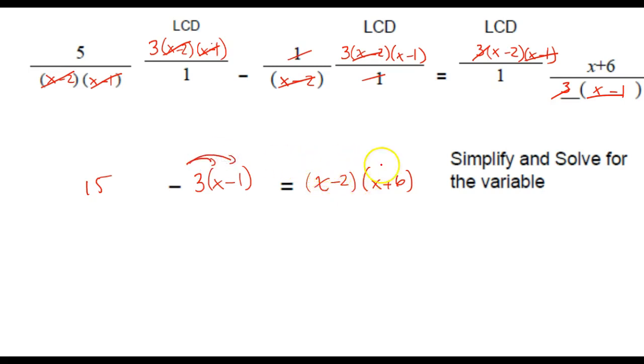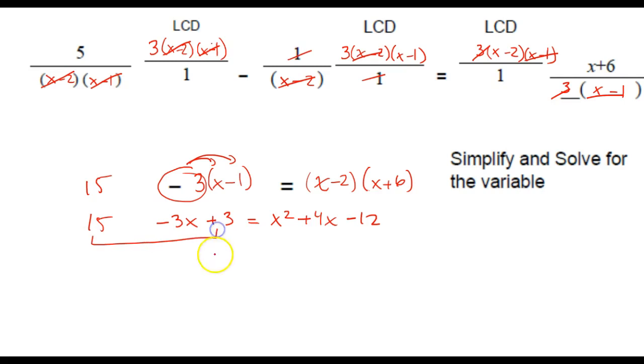I'm going to FOIL this out, and I should, again, pause, do that now, work it out, remember how to distribute, remember how to multiply binomials. Alright, but unpause, that would be negative 3x, positive 3. That would be x squared plus 4x minus 12. So I'm going to combine like terms. That would be negative 3x plus 18.